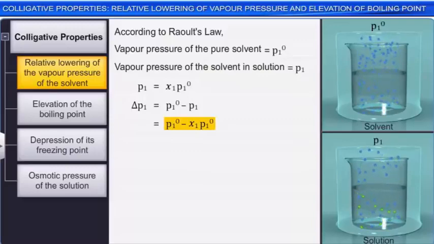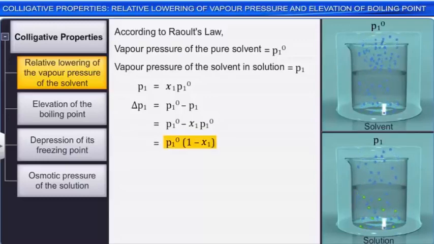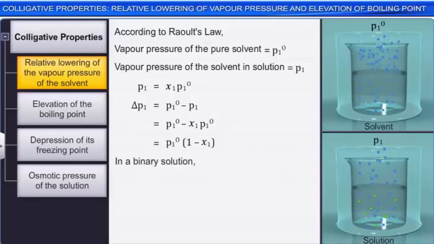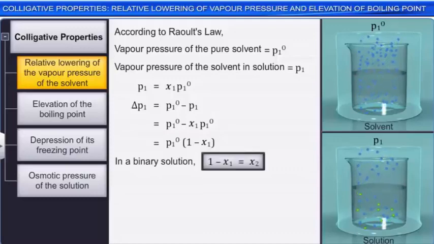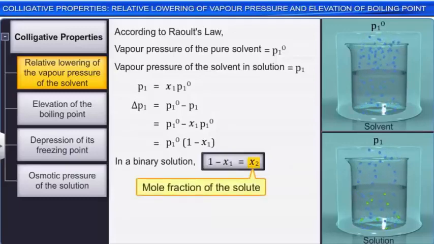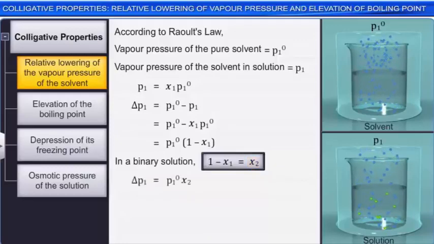Rearrange the terms, we get change in vapor pressure, delta P1, is equal to P1 naught multiplied by 1 minus X1. In a binary solution, 1 minus X1 is equal to X2, that is, the mole fraction of the solute. Therefore, the lowering in vapor pressure, delta P1, is equal to P1 naught multiplied by X2.